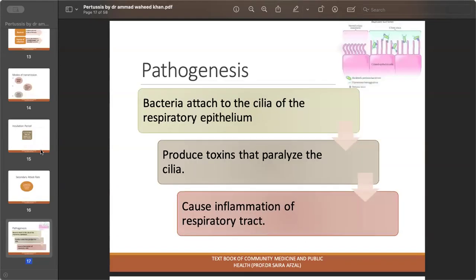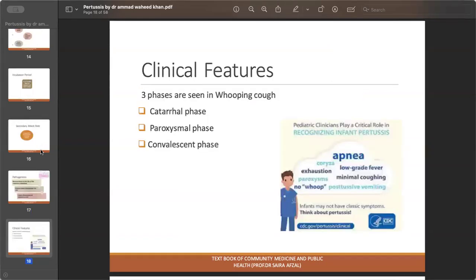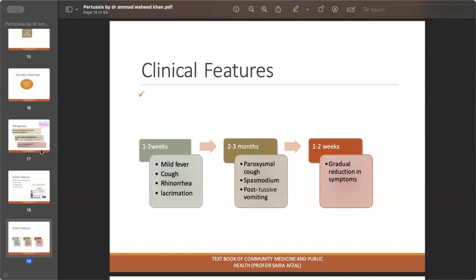Pathogenesis: bacteria attach to the cilia of the respiratory epithelium and produce toxin that paralyzes the cilia and causes inflammation of the respiratory tract. Clinical features: three phases are seen in whooping cough: catarrhal phase, paroxysmal phase, and convalescent phase. In the first 1 to 2 weeks, there is mild fever, cough, rhinorrhea, and lacrimation. In the 2nd to 3rd month, paroxysmal cough, spasms, and post-tussive vomiting. Then over 1 to 3 weeks, gradual reduction in symptoms.